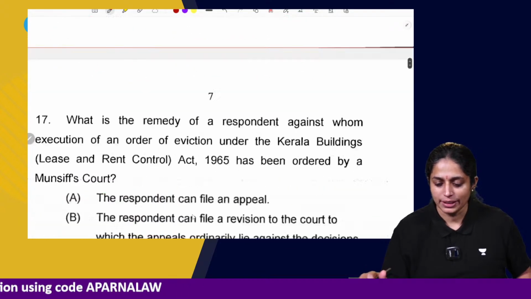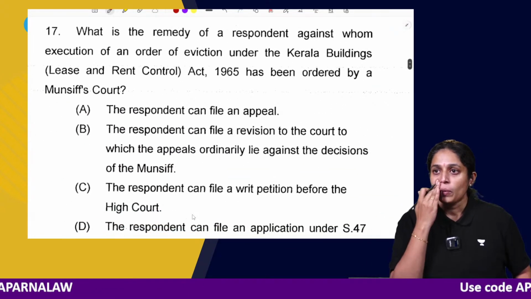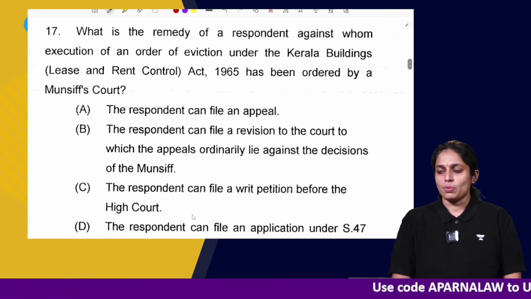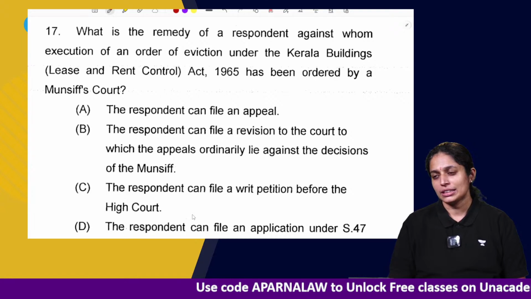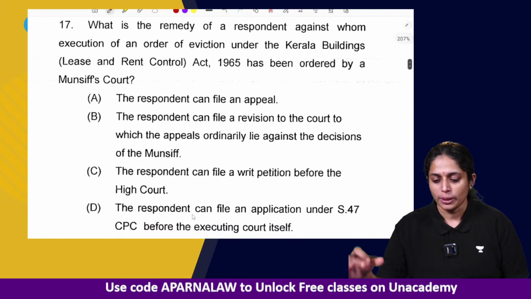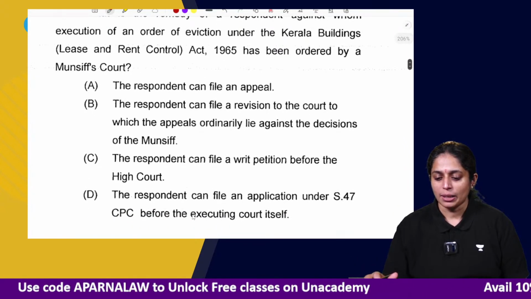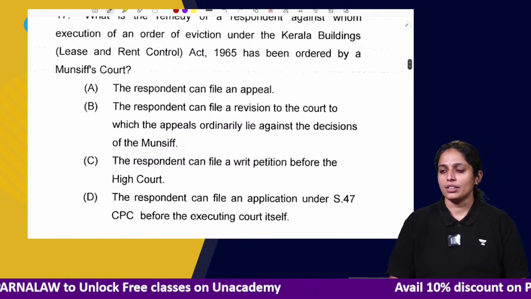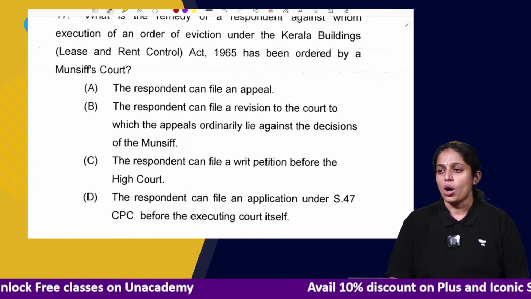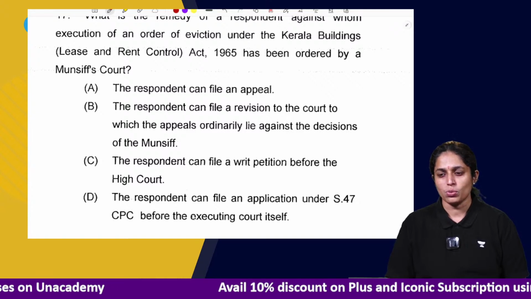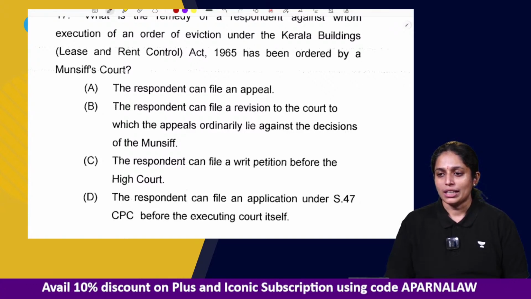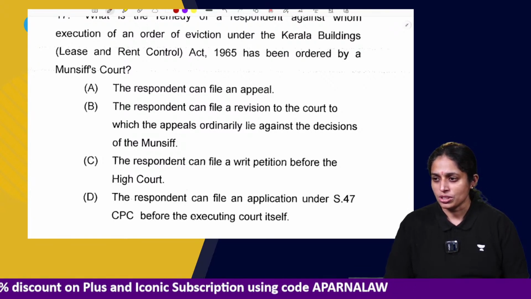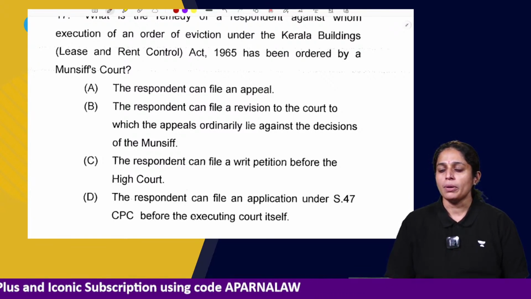Okay, next question, 17th question. What is the remedy of a respondent against whom execution of an order of eviction under Kerala Buildings has been ordered by a munsiff's court? A. respondent can file an appeal. B. respondent can file a revision to the court to which the appeals ordinarily lie against the decision of the munsiff. C. the respondent can file a writ petition before the High Court. D. the respondent can file an application under section 47 CPC before the executing court himself.